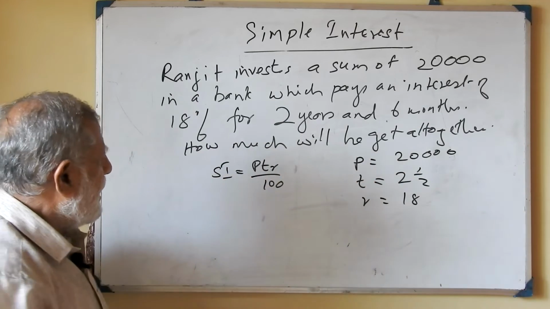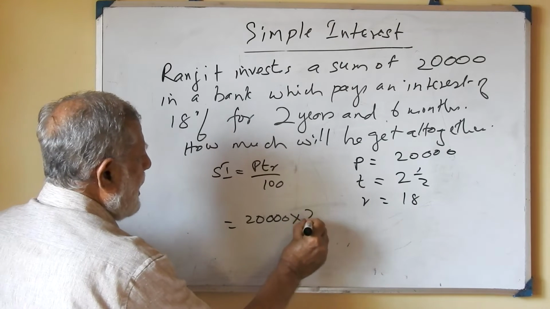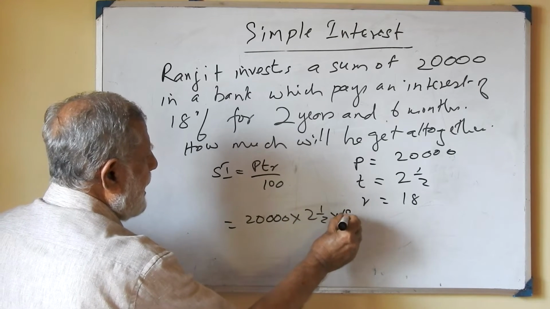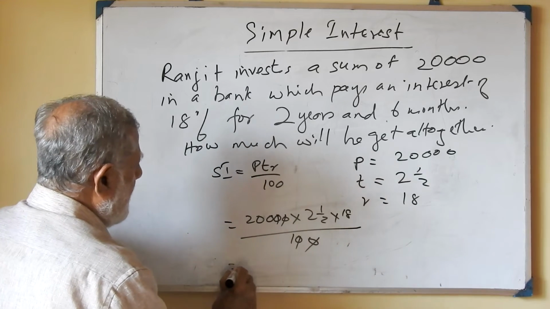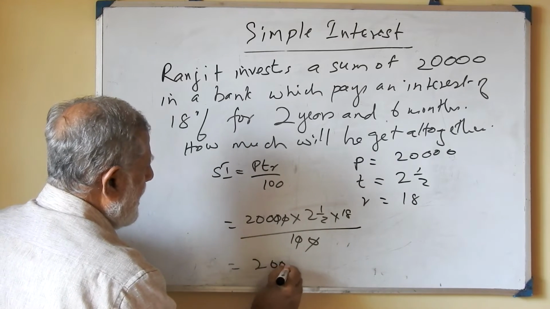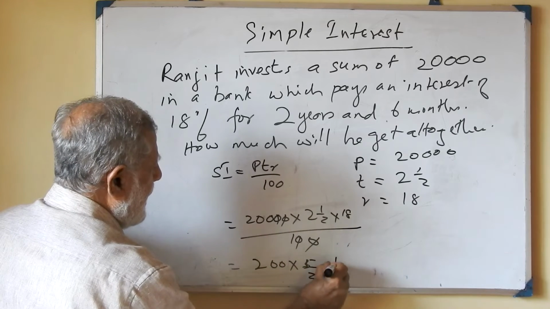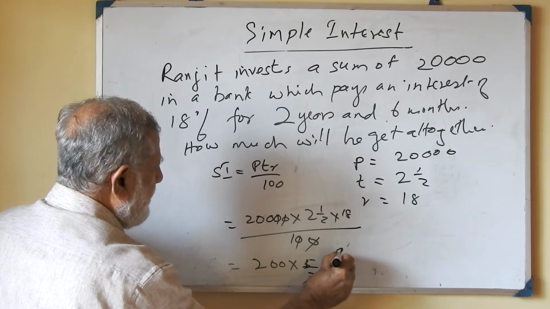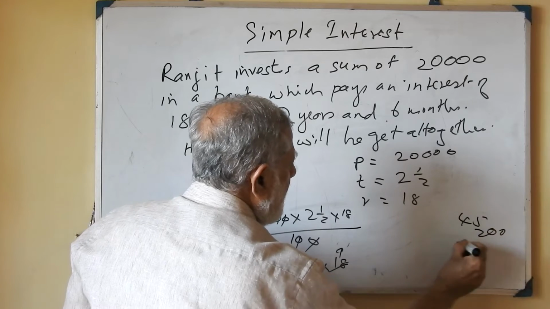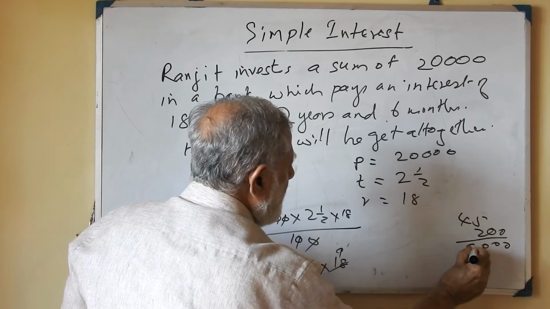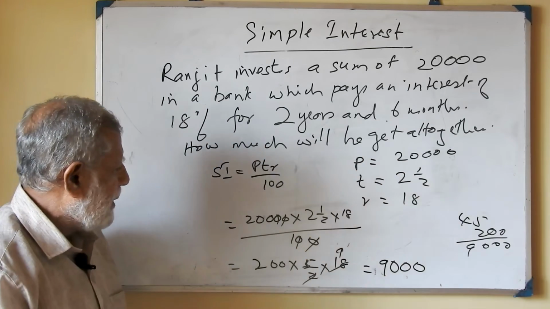So PTR over 100, that is equal to 20,000 into 2.5 into 18 over 100. Now cancel the zeros. So that will be 200 into, make the fraction, 5 upon 2 into 18. So 2 and 18 cancel, 9. So 9 times 5 is 45. 45 into 200 is equal to 9,000. So interest will be equal to 9,000 rupees.